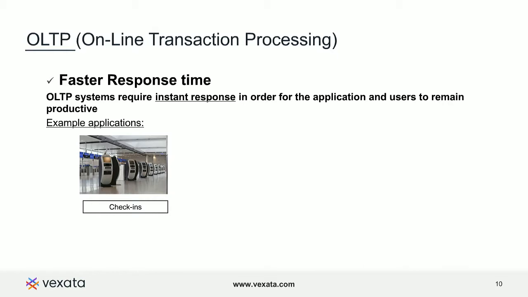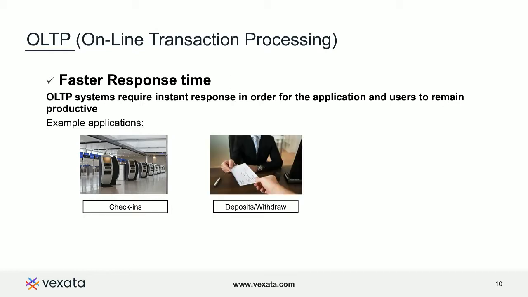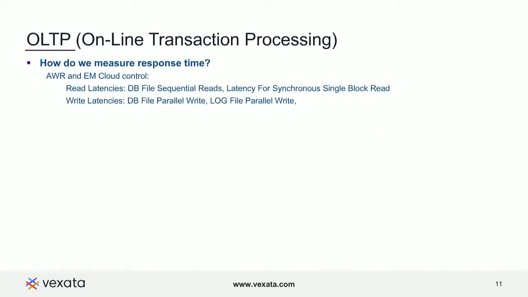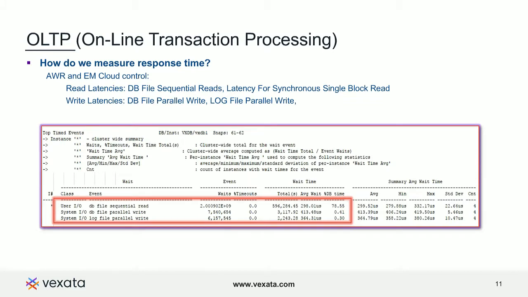Consider, as an example, OLTP applications that support airport check-ins, bank deposits and withdrawals, and instant online surveys. All these applications have short transactions by a large volume of concurrent users, and they require instant response time. So how do we measure response time? In Oracle AWR, response time can also be seen as latencies, read latencies and write latencies.